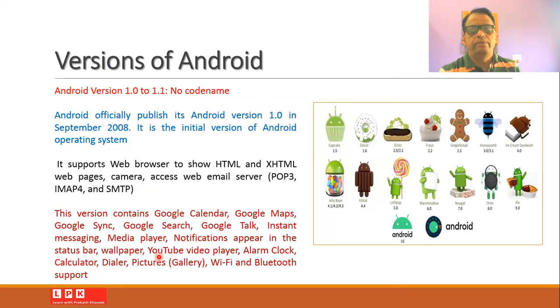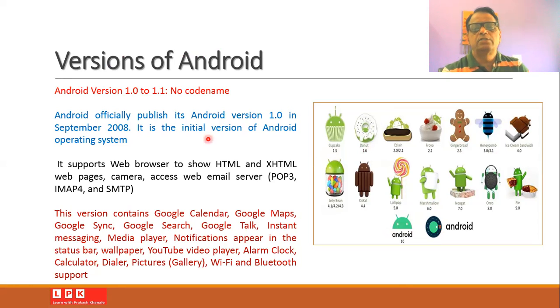So let us understand what these different versions are and what they actually offer to the user. As shown in this window, Google also releases an image that represents each and every version of the Android operating system. So this is the Android 10 image, and this is the symbol or image used for Android 11.